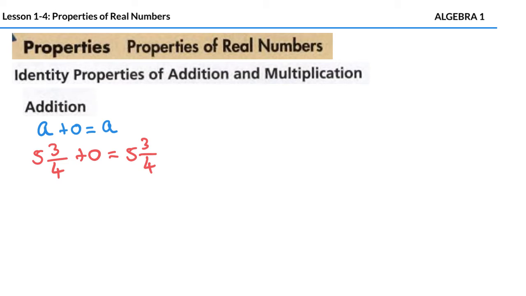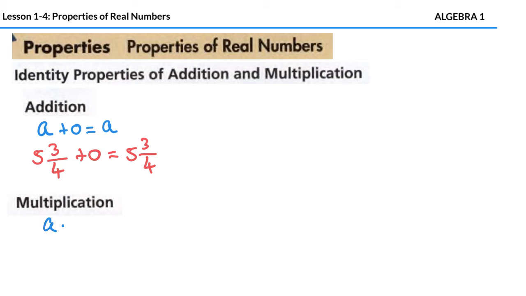So, what is this property of addition called? It is called the identity property, because when you add 0 to any real number, the answer is that same real number. Now, let us look at the identity property of multiplication. It says that the product of any real number and 1 is the original number. So, the product of any real number and 1, let us take the real number represented by the variable A.